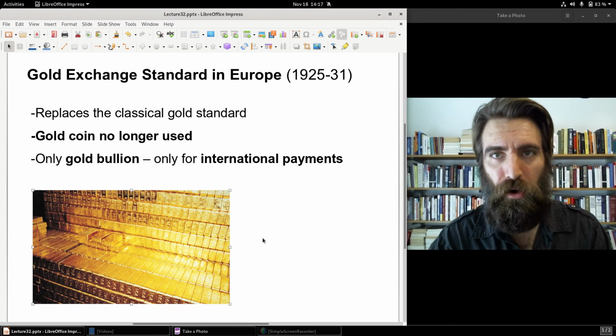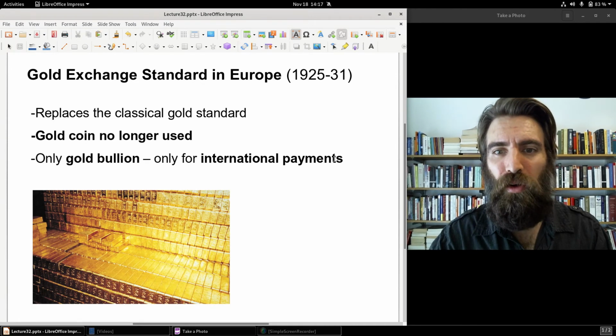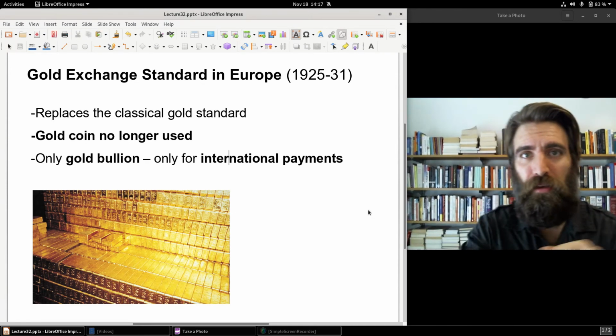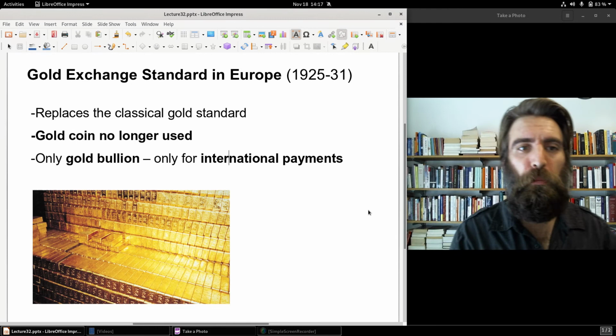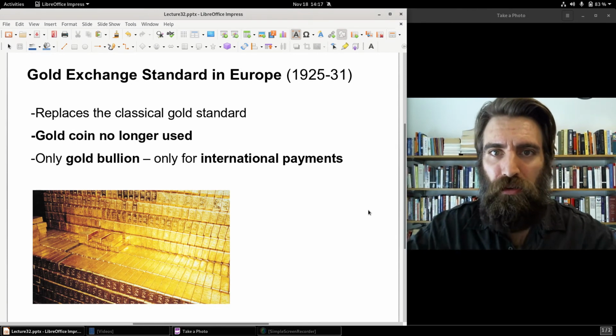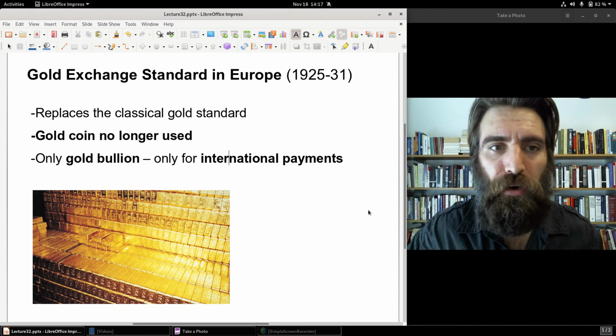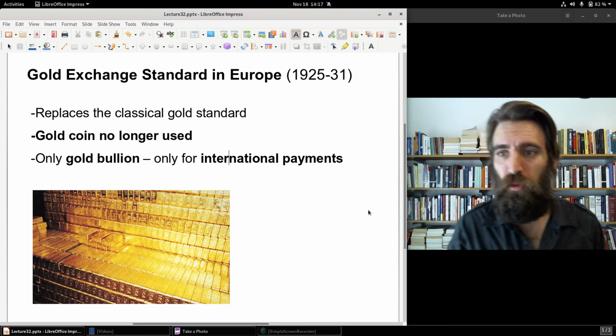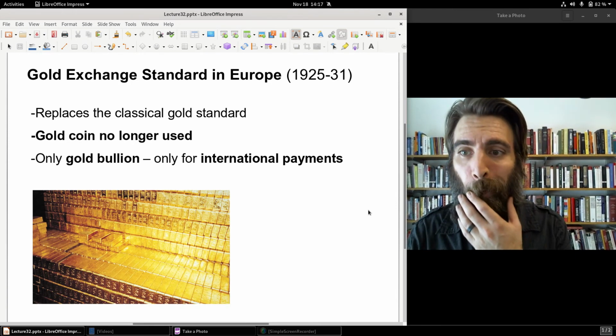There's a bunch of bars of gold bullion, and even then only for international payments, right? Settling balances. This replaces the classical gold standard. The classical gold standard is done in Europe and in Britain in the 1920s, never to return again.